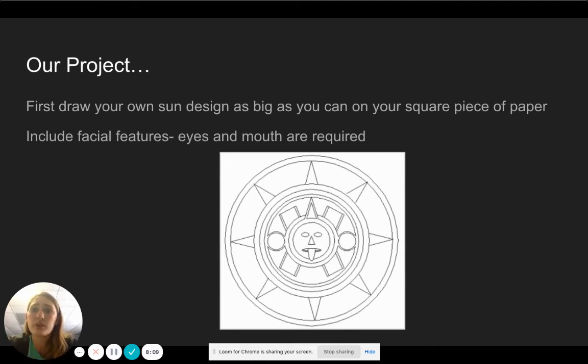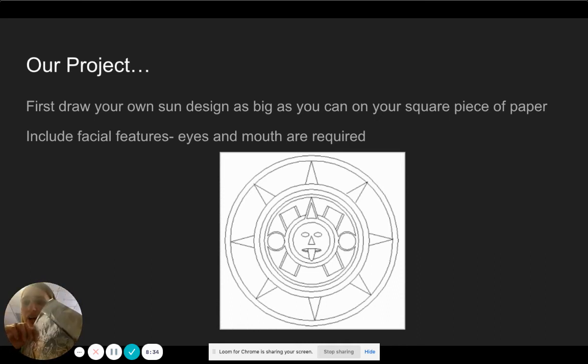Please, after you're done doing your sun design, don't lose it. Take good care of it. You're going to need it for the project next week. And we're not going to do the next step yet because you may need time to gather the next material. So here is my sun design example. Okay, and it is currently taped to a piece of aluminum foil.